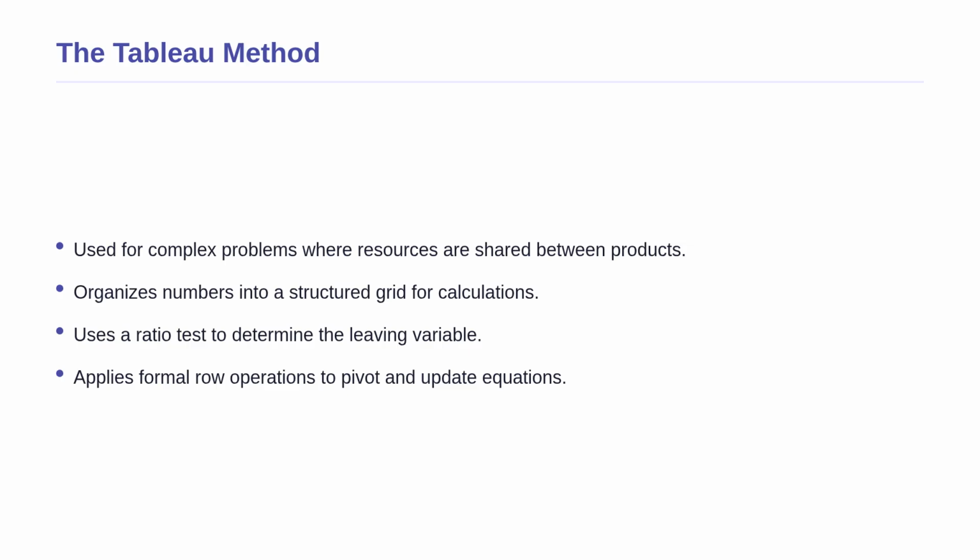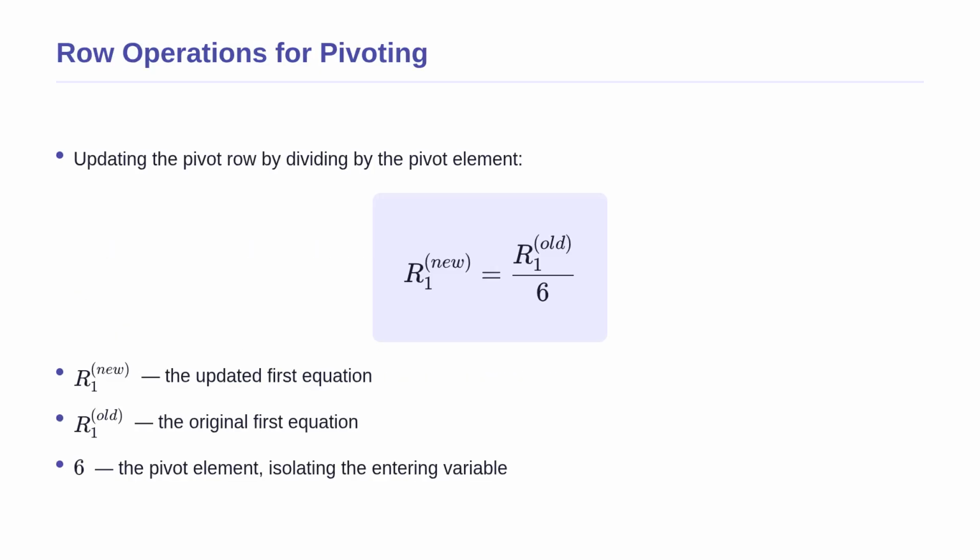Instead of simple substitutions, it uses a formal ratio test to figure out which resource will run out first, identifying the leaving variable. Then, it uses systematic row operations to pivot and transform the entire set of equations at once. Let us look at the mathematical formulas that drive these row operations. Here we see the core formula for a pivot operation in the tableau method.